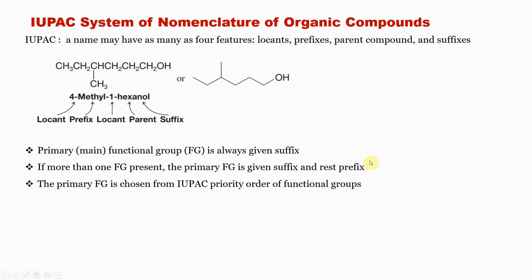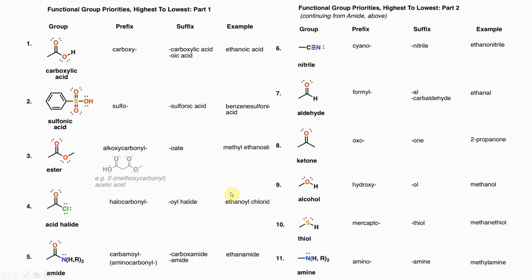If there are one, two, three functional groups, you need to know which is the one that is important based on priority rule that you're going to see in next slide. That gets the suffix, everything else gets the prefix. So what is important is the suffix. Okay, a primary functional group is chosen from the IUPAC order. Okay, IUPAC order has to be given to you and this is the order in which you have to remember. I have listed them in the numbers.